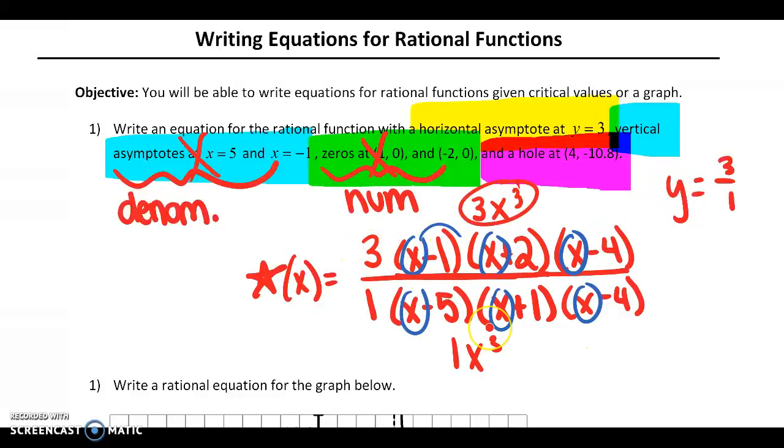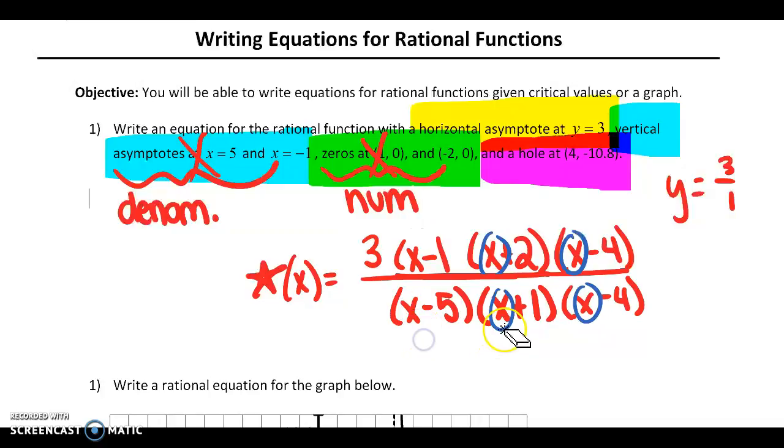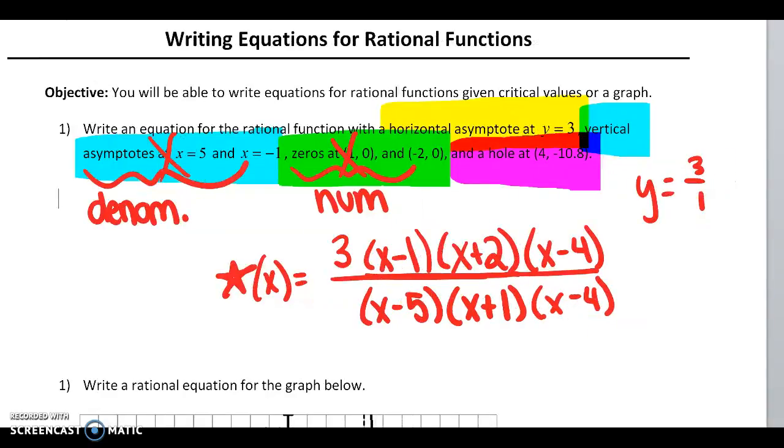And then this would all be multiplied by 1, so again, you still have 1x cubed. Do I really need to write that one? No, I don't. Okay, so with that said, that's how you're going to account for the horizontal asymptote, because the ratio of the lead coefficients, if the degree is the same, will be 3 over 1. Okay, I've used all the information except for this -10.8.